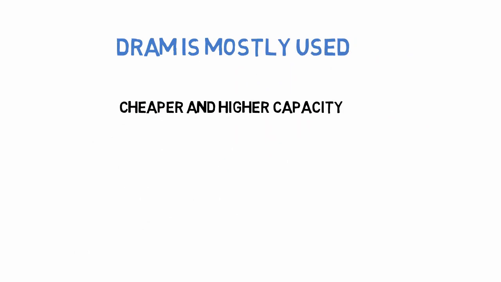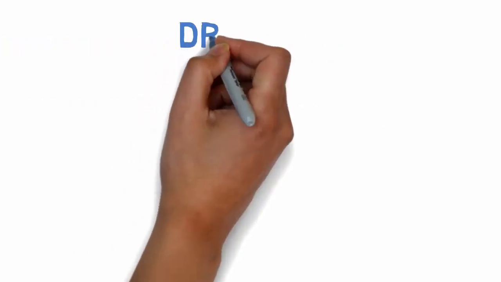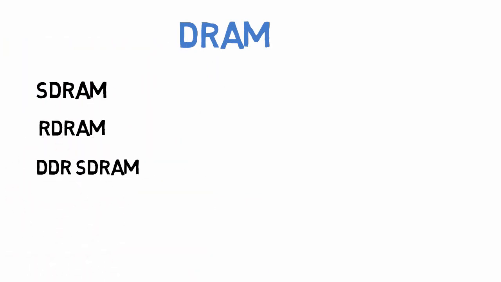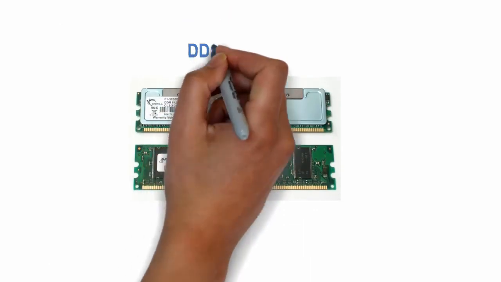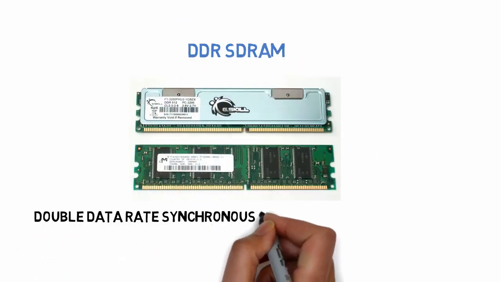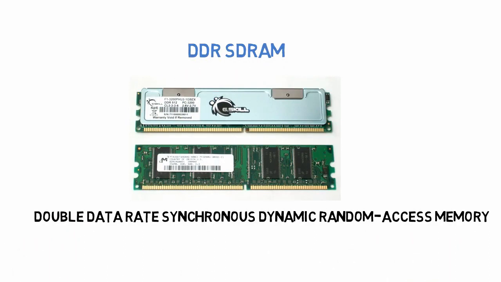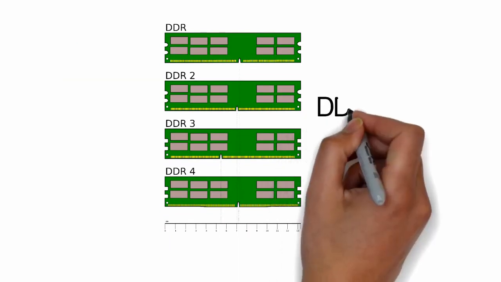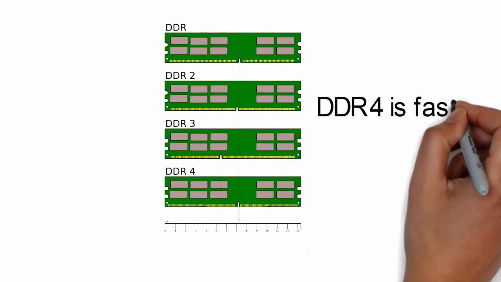But this doesn't end here. DRAM also has different types, like SDRAM, RDRAM, DDR-SDRAM, SGRAM, etc. Among these, DDR-SDRAM is currently the most used, which stands for Double Data Rate Synchronous Dynamic Random Access Memory. Different versions of DDR-SDRAM are DDR1, DDR2, DDR3, DDR4, out of which DDR4 is the fastest.